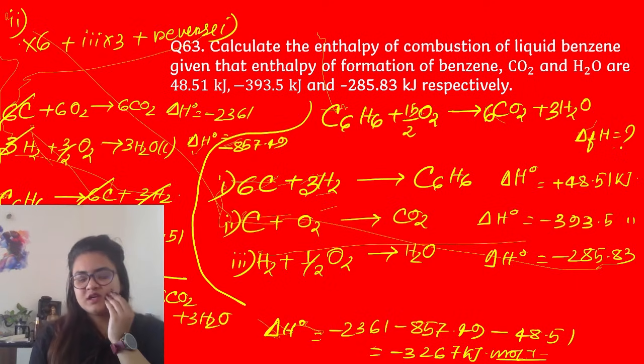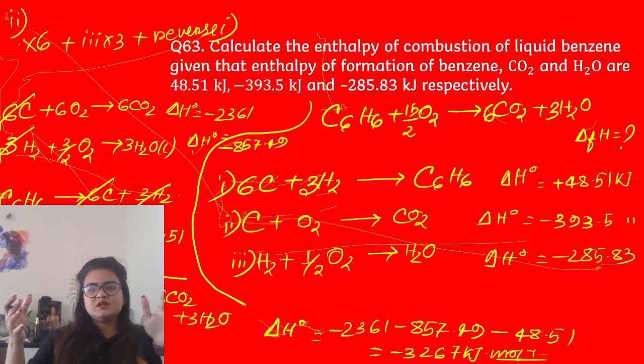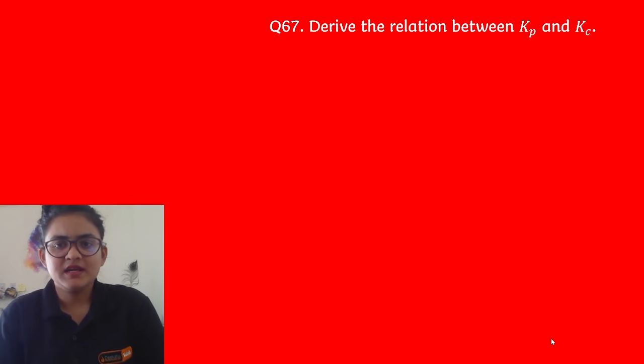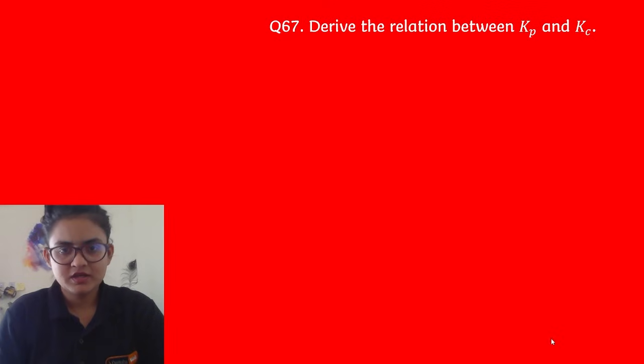At first derive the equation and then proceed so that you can get the main equation, and then add or subtract the enthalpy value in accordance with that. Okay, so let's proceed with the next question. Here you can see, derive the relation between Kp and Kc. The relation itself is very much important for the numerical purpose. So let's do it. We will take a general equation at first.